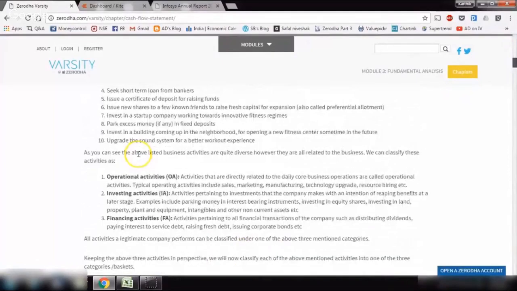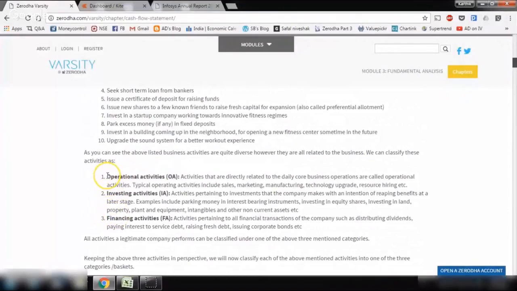Okay. So any company that you take up, right? Any company on this planet, whatever activity that they do, it has to be classified under one of the three main categories of activity. That would be the operational activity, the investing activity, and the financing activity. So any activity that a company does has to fall under one of these categories.